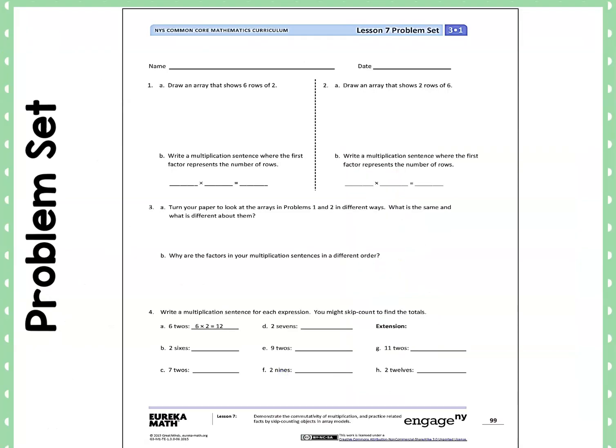Okay, so we're going to go ahead and move on to our problem set. We're going to do a few problems together. So let's go ahead and look at number 1. Number 1 says, draw an array that shows 6 rows of 2. So let's start there. 6 rows of 2. Okay, so here's one row of 2. So keep going till we have 6 rows. It might be a little tricky to fit in, but just do the best you can.